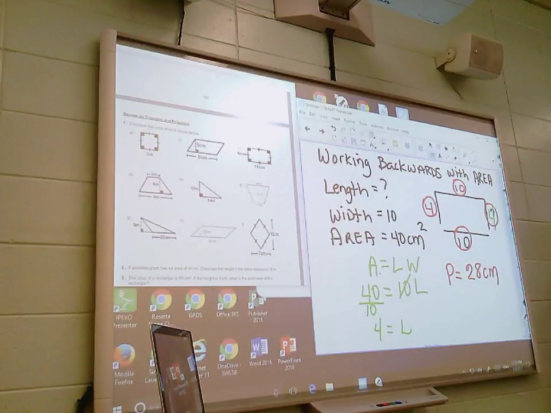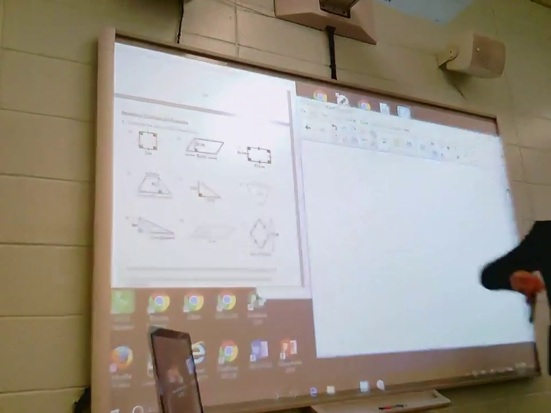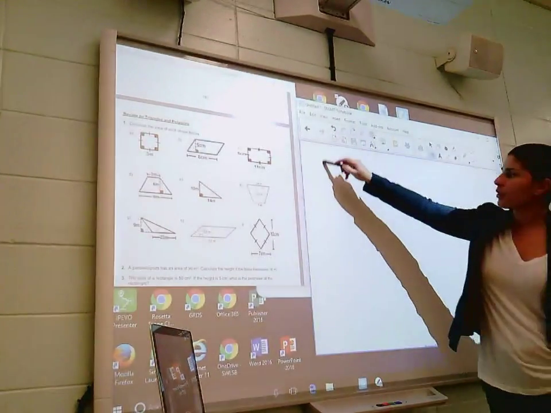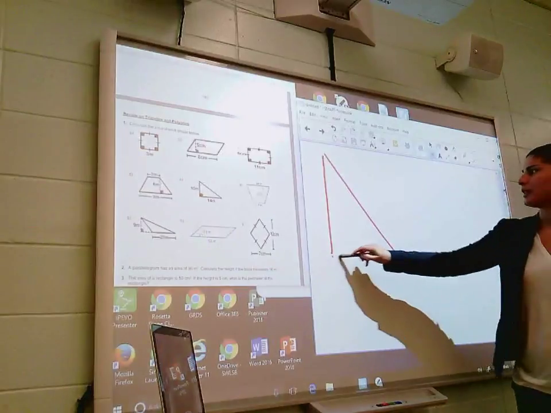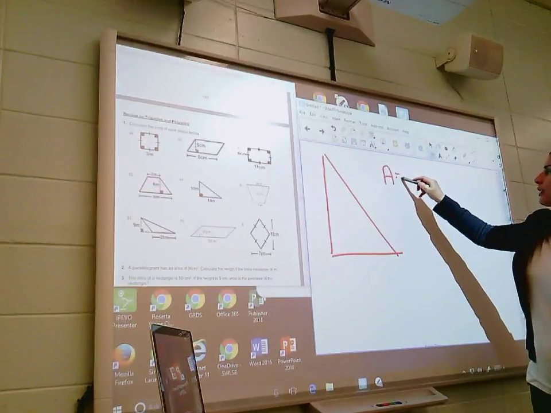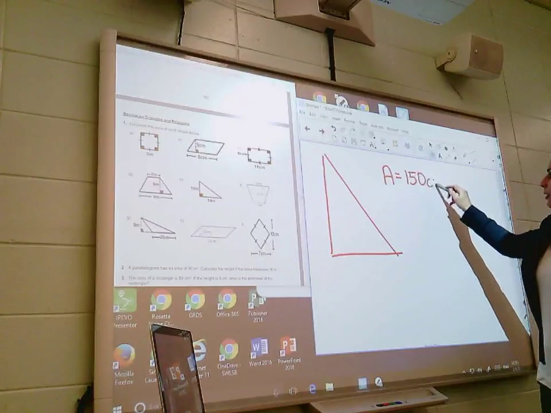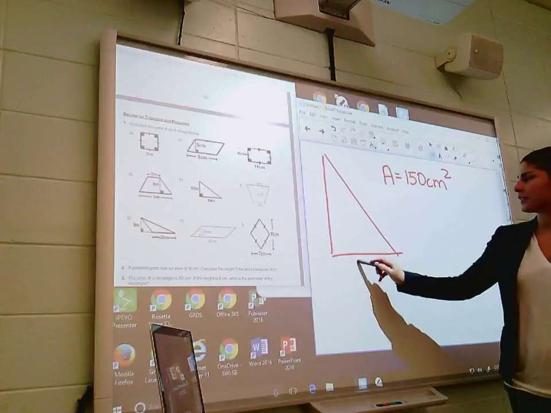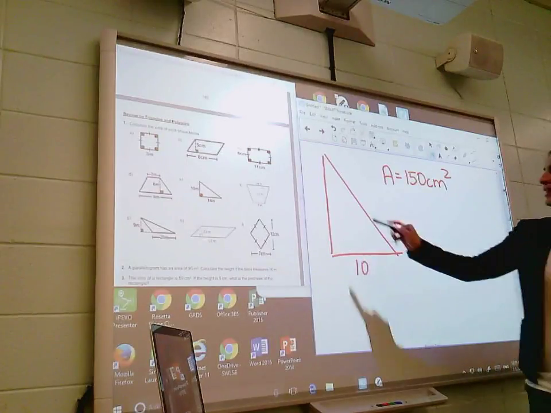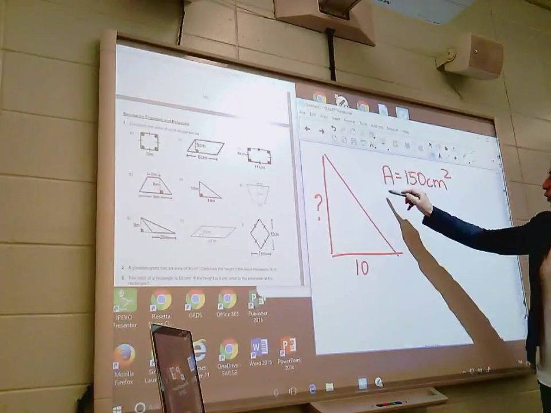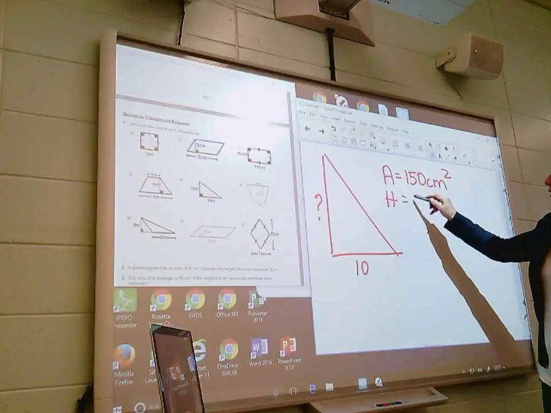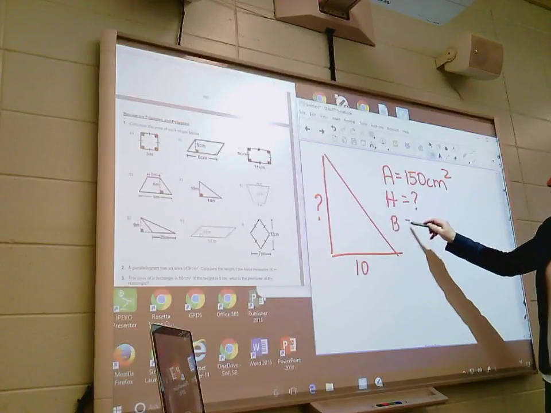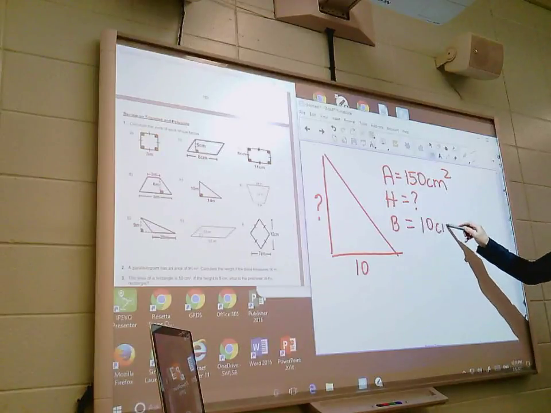Good? We're going to do another example, an example with a triangle. So I'm going to a new page. I am going to draw the triangle. I'm going to tell you that the area of this triangle is 150 centimeters squared. I'll give you the base of 10 and ask you for the height. So the question is, what is the height if the base of the triangle is 10 centimeters?